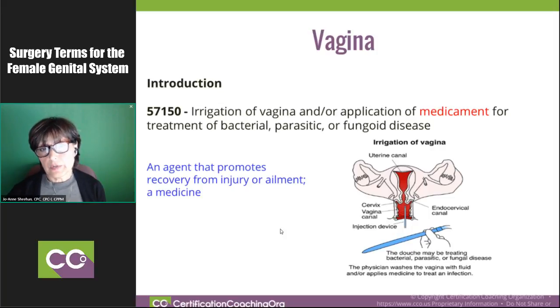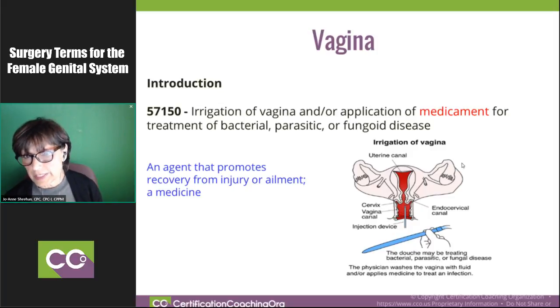The 57150 is the irrigation of the vagina and/or application of medicament, for treatment of bacterial, parasitic, or fungoid disease. An agent that promotes recovery from injury or ailment. It's a medicine, so that's medicament. So here we have irrigation of the vagina, the vaginal canal, the cervix, the endocervical canal, and this is the injection device. So this is basically a douche, and it may be treating the bacterial, parasitic, or fungal disease. Basically the physician washes the vagina with the fluid and/or applies medicine to treat the infection.